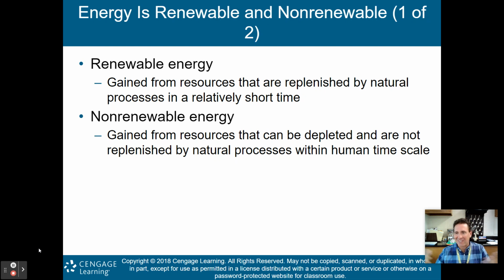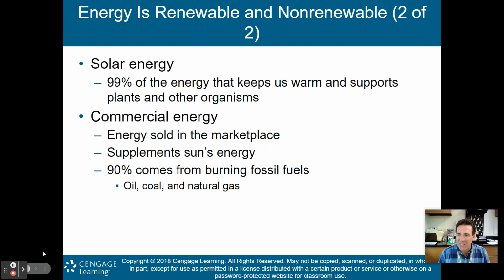Non-renewable energy would be obviously your gas, your oil, right? Gained from resources that can be depleted and are not replenished by natural processes within the human time scale. So again, oil can be created, but it takes millions and millions and millions of years. So we consider that a non-renewable energy resource. And again, a whole chapter will be dedicated to non-renewable energy, and then another whole chapter later on in this course will be dedicated to renewable energy.